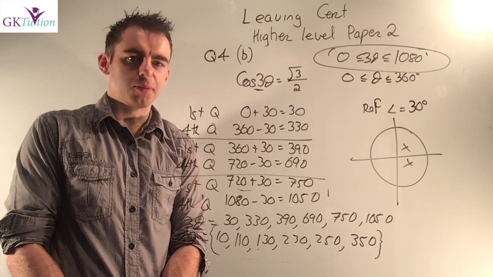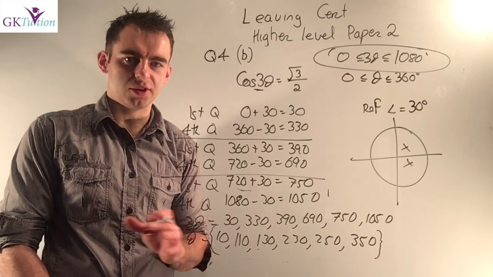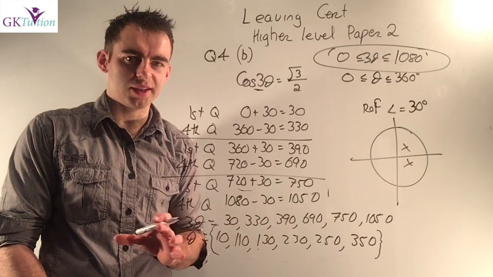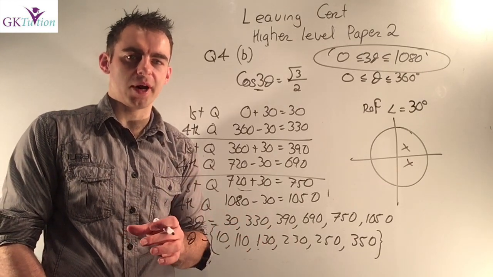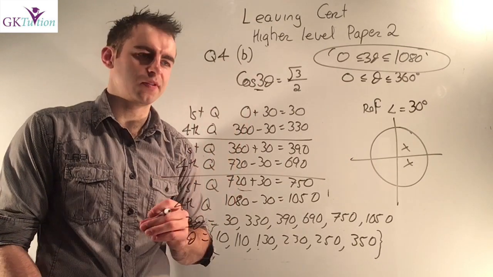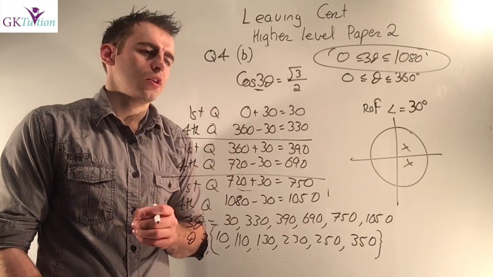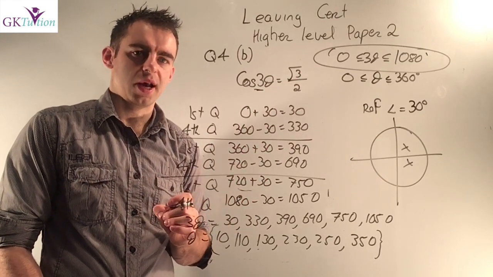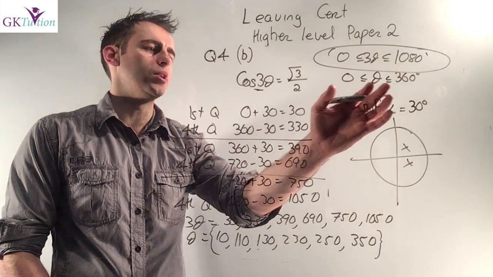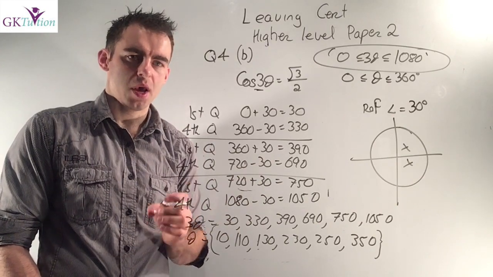Okay, so for the first part of question 4, the first 2 parts is just your learning work. If you didn't get it right, you need to sit down and learn it. There were 10 marks for the first proof, 5 marks for the second proof, and then 10 marks for this unit circle bit. So in the last part it said cos 3 theta is root 3 over 2, and it asks you for all the values of theta between 0 and 360.